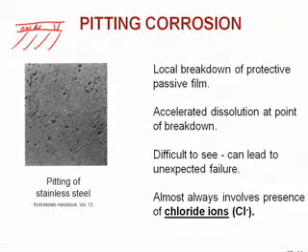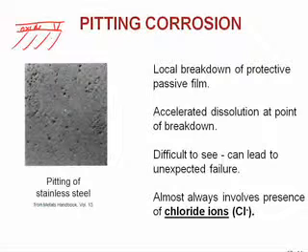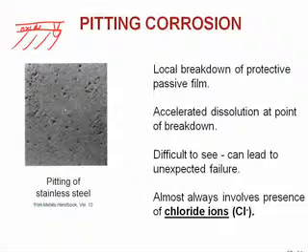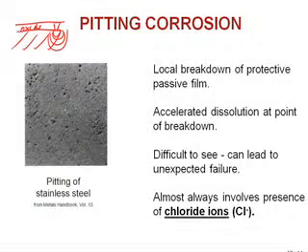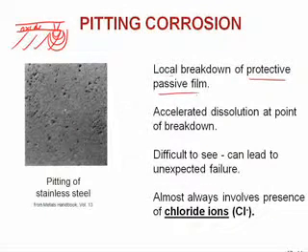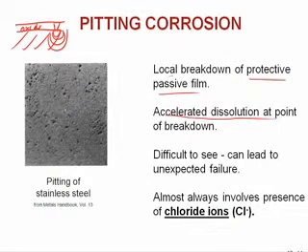The metal itself is rather corrodable. So in stainless steel, you have iron in there. It's corrodable material. Or aluminum is extremely corrodable. It's protected by aluminum oxide. Well, once you get a breakdown in that film, it can lead to accelerated dissolution at the point of the breakdown. So you get local breakdown of the otherwise protective passive film and accelerated dissolution at that point. So the attack is very localized.